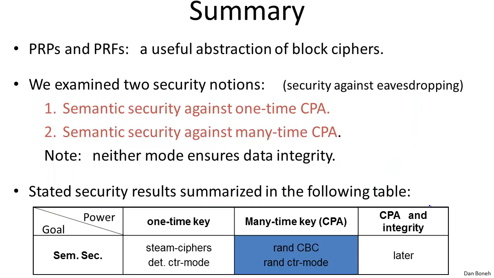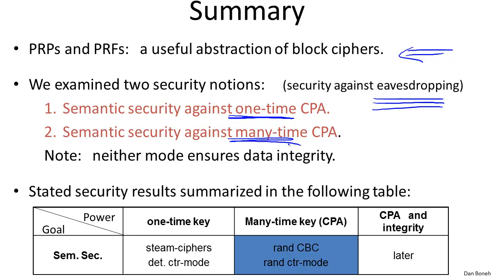Okay, so this concludes our discussion of chosen plaintext security. I wanted to quickly summarize and remind you that we're going to be using these PRP and PRF abstractions of block ciphers throughout. This is the correct way of thinking of block ciphers, and so we'll always think of them as either pseudo-random permutations or pseudo-random functions. And I wanted to remind you again that so far we saw 2 notions of security. Both only provide security against eavesdropping. They don't provide security against tampering with the ciphertext. One was used when the key is only used to encrypt a single message. The other one was used when the key was used to encrypt multiple messages.